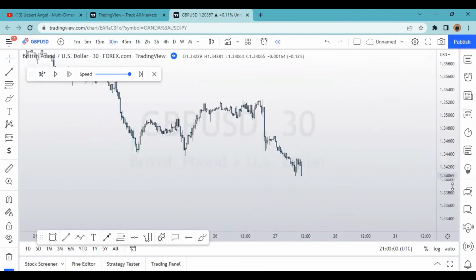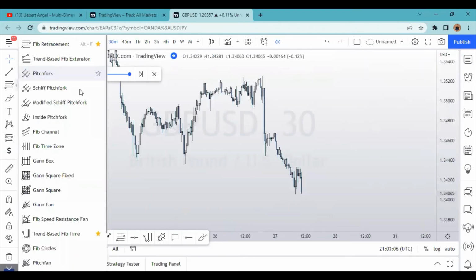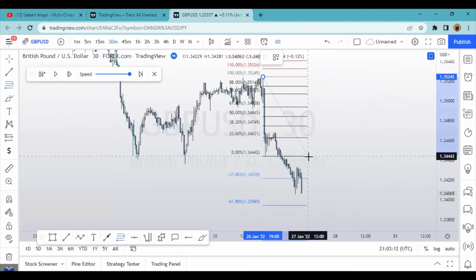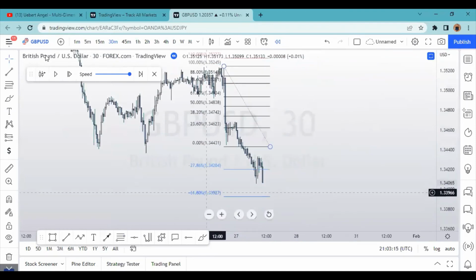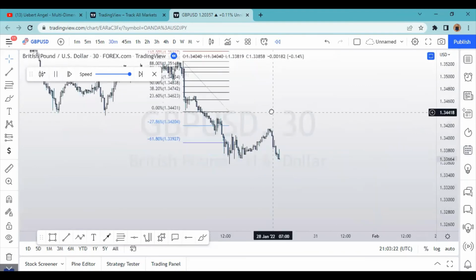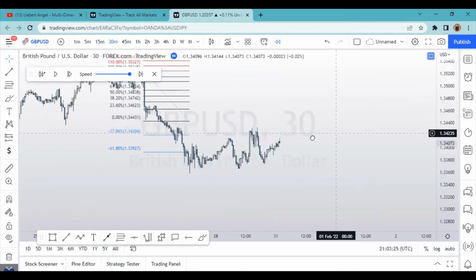Okay, so downtrend. I see how far this downtrend has gone. It still has negative 61.8 to go to. I'm seeing divergence form on it. Okay, sorry, we're not talking about that right now. I just want us to focus on this.